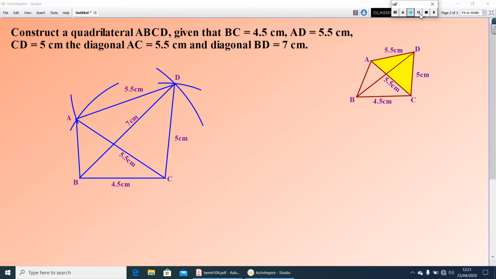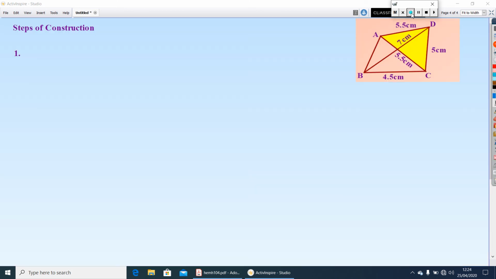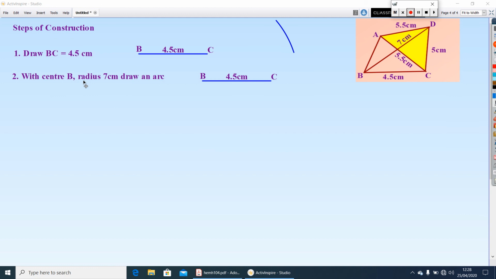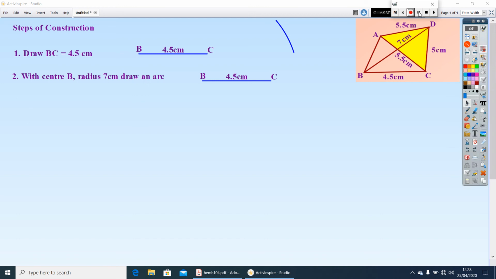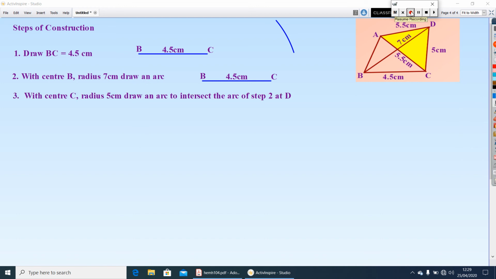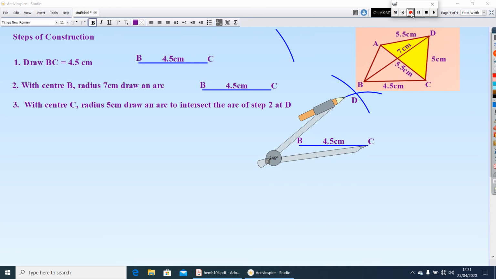Now let us write the steps of construction. First draw BC is equal to 4.5 centimeter. Next, what we did? With the center B, we took 7 centimeter radius and drew an arc. That we can write. With the center B, radius 7 centimeter, draw an arc here. Now with center C, radius 5 centimeter, draw an arc to intersect the arc of step 2 at D.